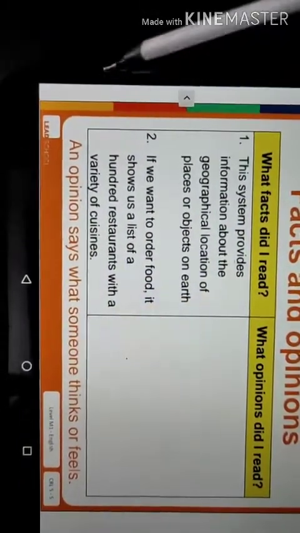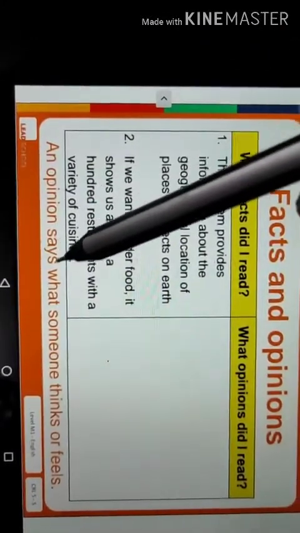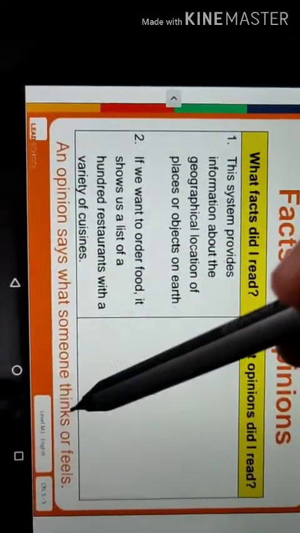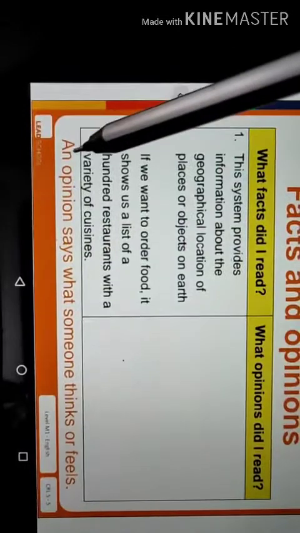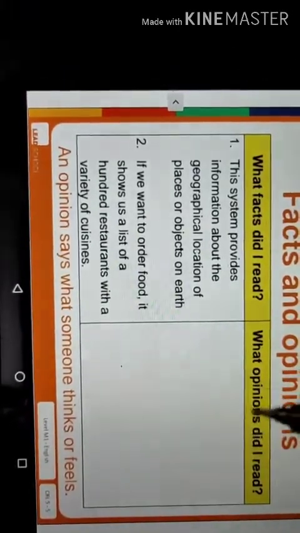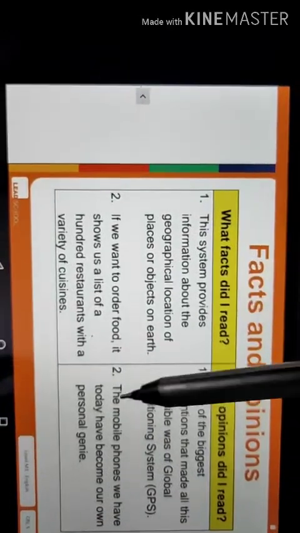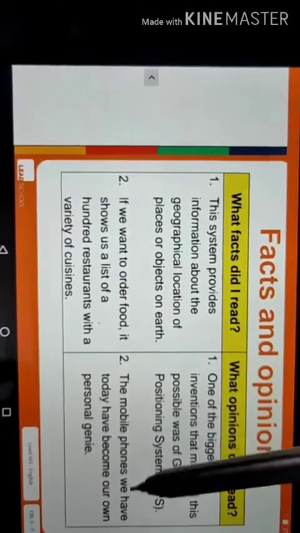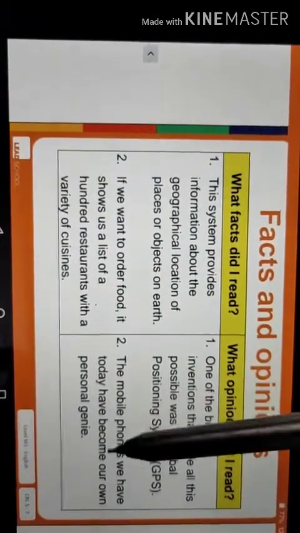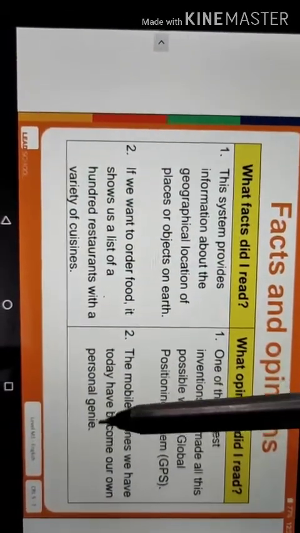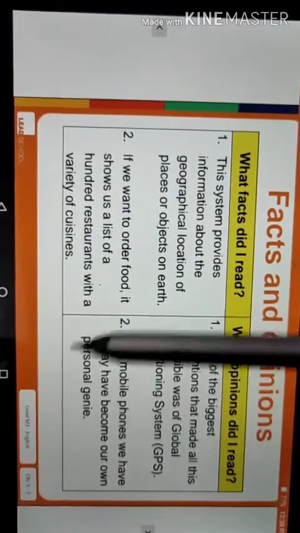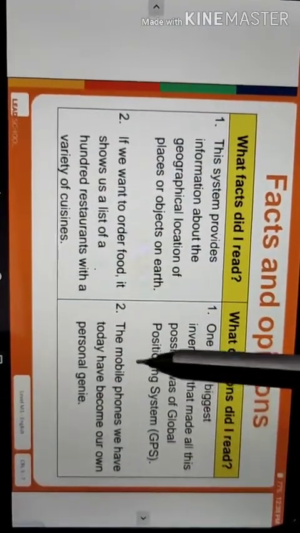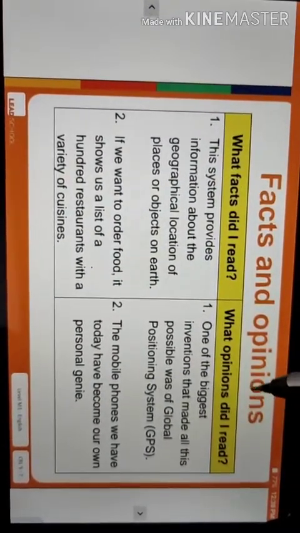Now, what is an opinion? An opinion says what someone thinks or feels. So an opinion is what someone is thinking or feeling. In the story we read this opinion: the mobile phones we have today have become our own personal genie. So this is an opinion. Why? Because this is the thinking of the author.